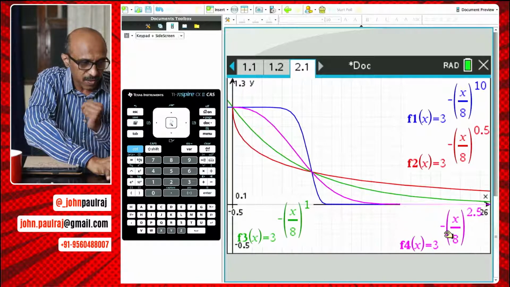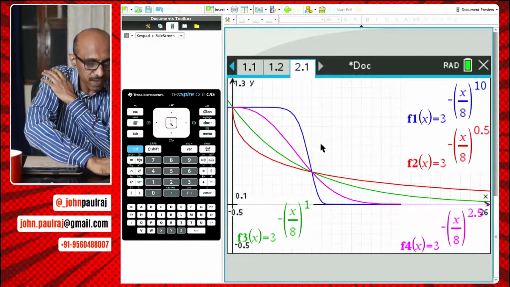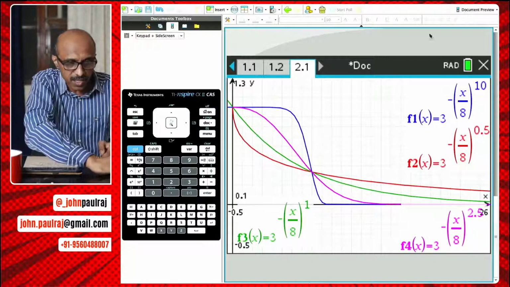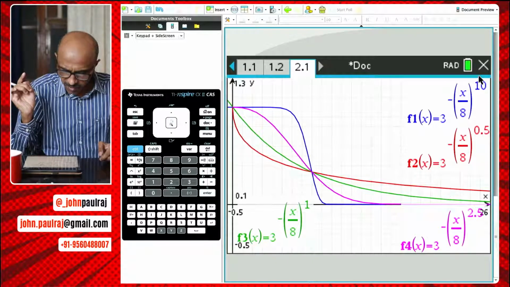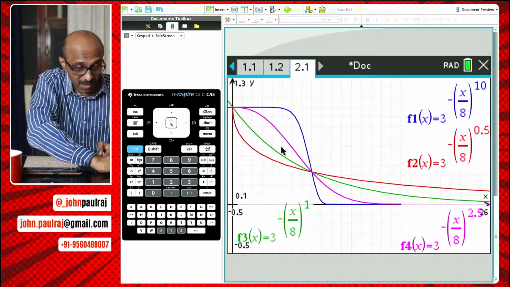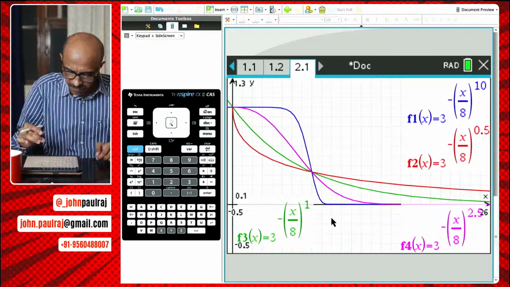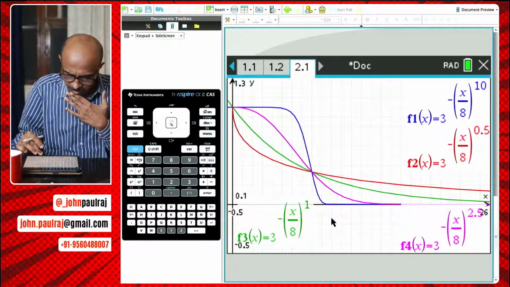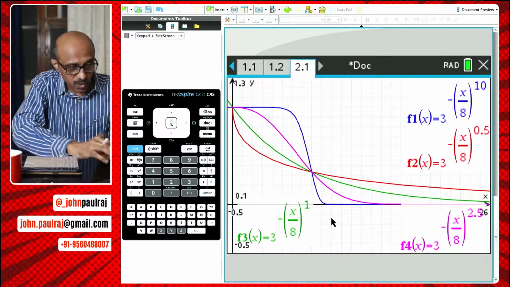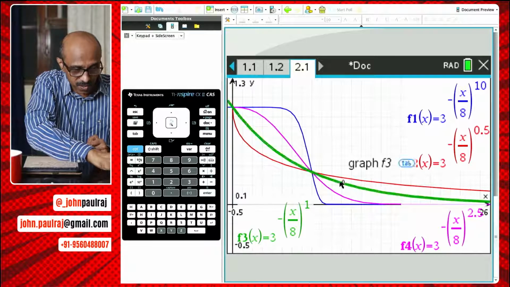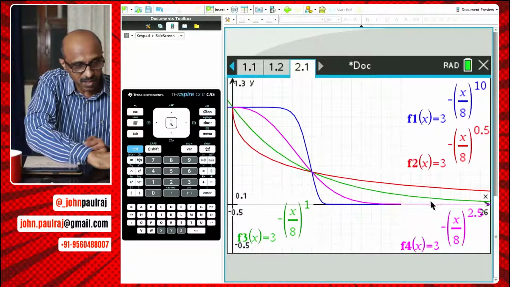The first graph that was given to us was the blue graph. That was when A is equal to 10. You can see that was the index here. The second graph was when A is equal to 0.5. That's in red. The third graph was A is equal to 1. That's the green graph. And the fourth graph is 2.5, which is this magenta.